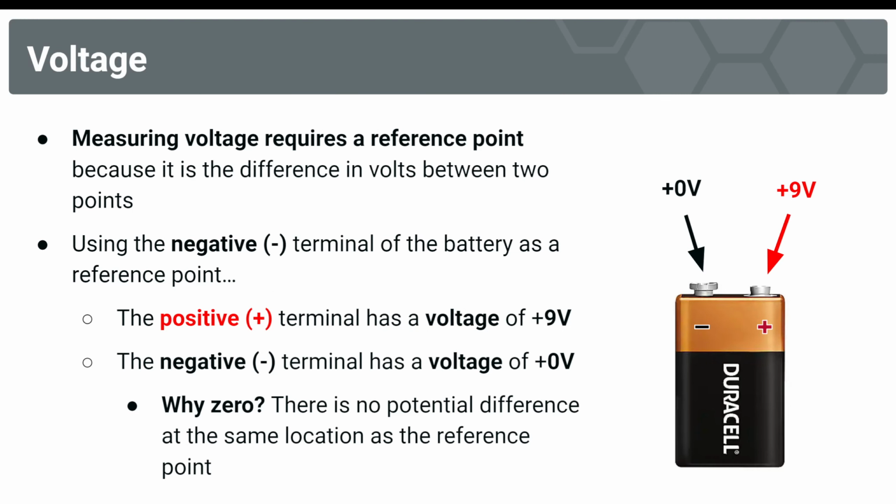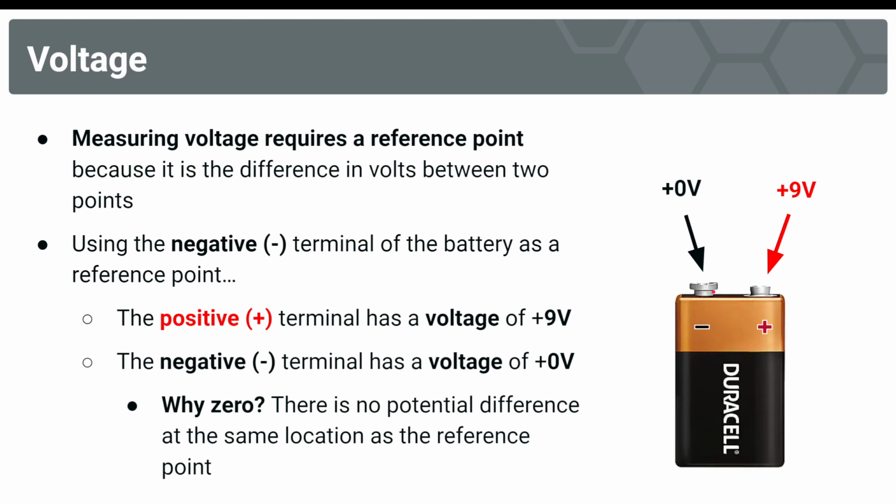So how do we measure voltage? This is an important concept for down the road. Measuring voltage requires a reference point. Why? Because remember, voltage is electric potential difference. It's a difference in volts between 2 points. We have one point, let's say the positive terminal of our battery, and to find the difference in volts between that point and say our negative terminal, we need to define our reference point as our negative terminal. And so when we've measured the voltage, we find that the difference in volts between the 2 terminals at the positive terminal is positive 9 volts.